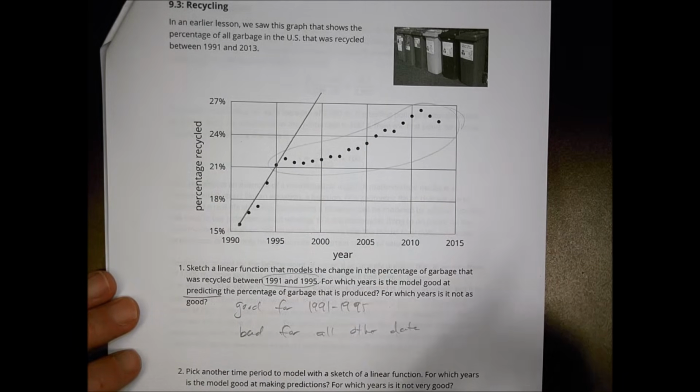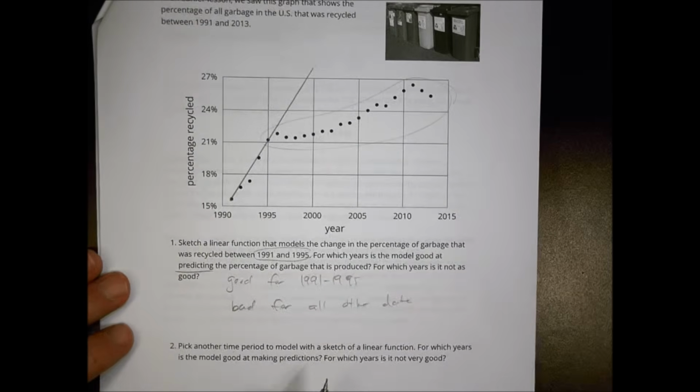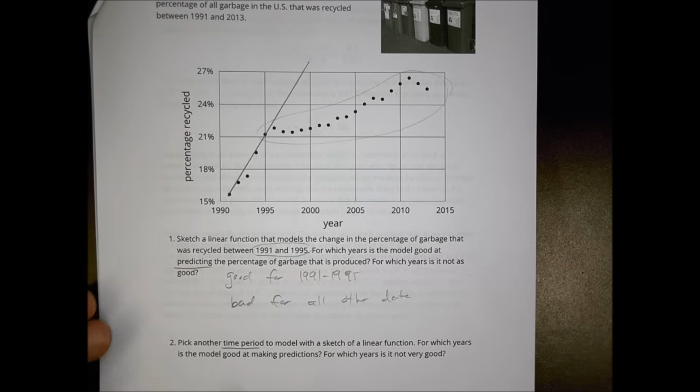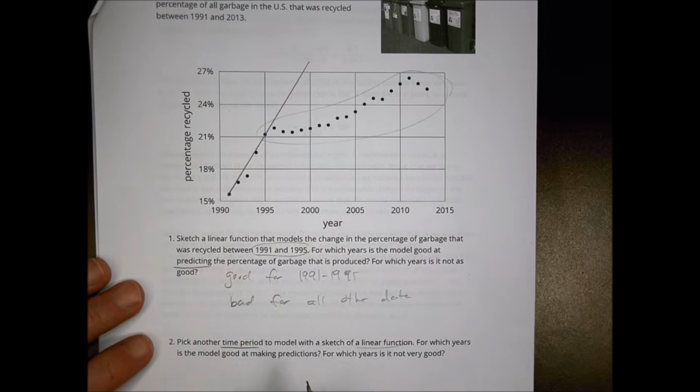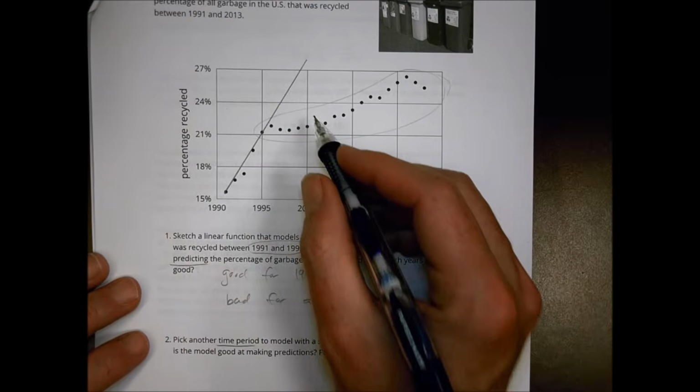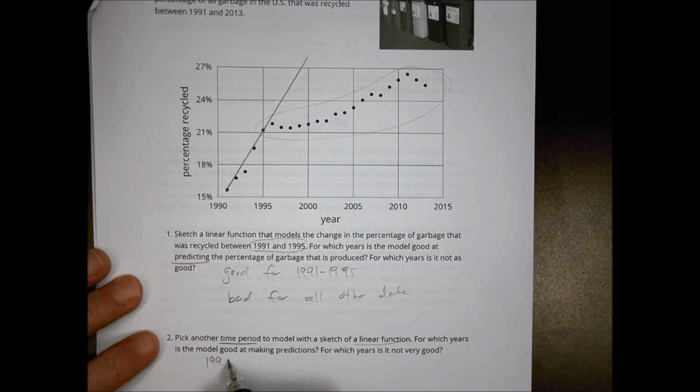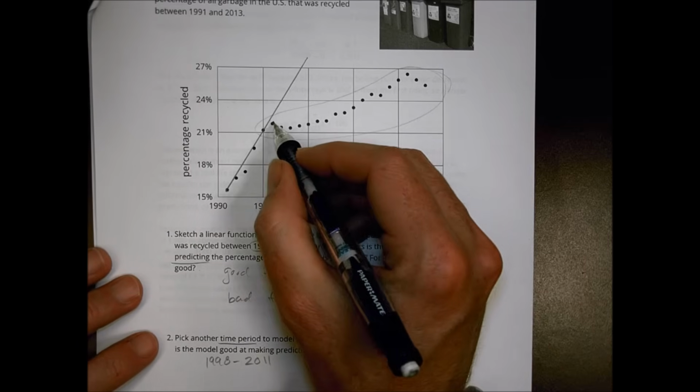Number 2 says, well, pick another time period to model with a sketch and sketch a linear function. For which years is it a good model? So for my next sketch, I thought, well, let me pick something kind of close. I went with 1998 to 2011. So this is 6, 7, 8.